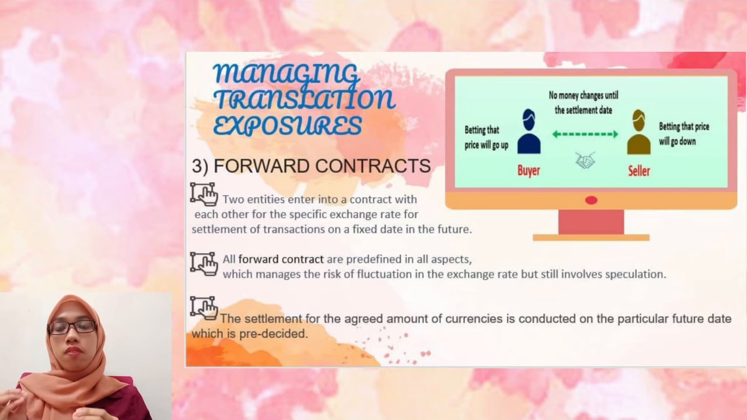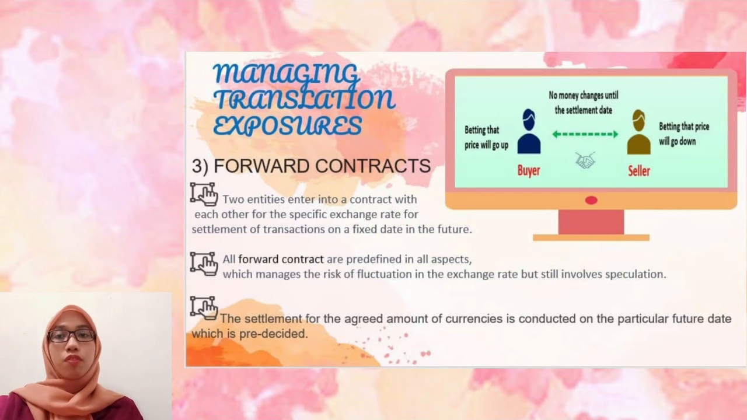For the disadvantages of a forward contract, capital funding is required. Before settlement, there is no intermediate cash flow and it is subject to default risk. A forward contract can be difficult to cancel and it's also difficult to find a counterparty.